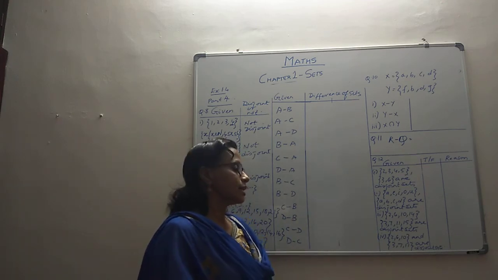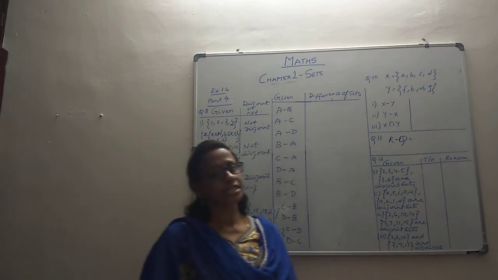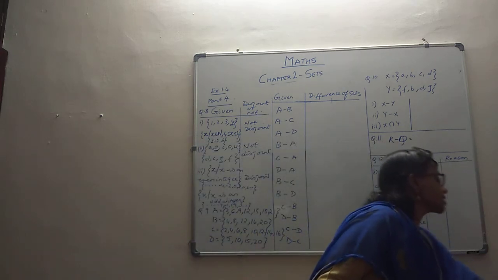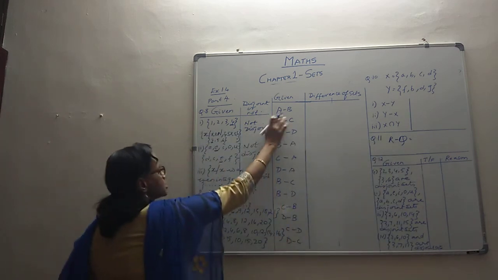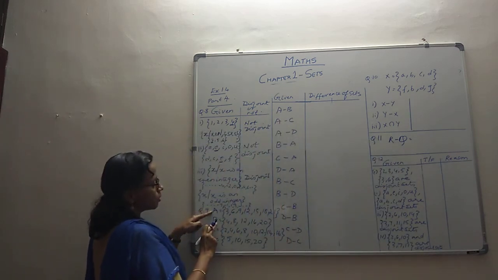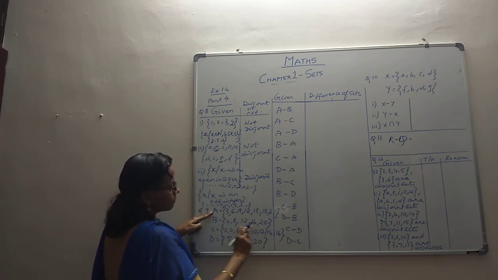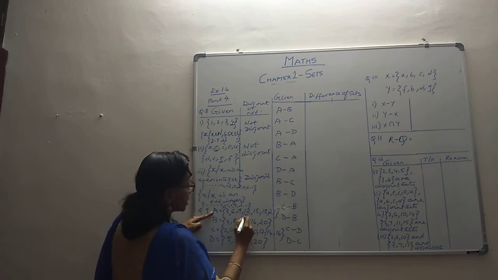As I said, from the first set we will remove all the elements which are there in the intersection. So let us see how to go about it. A minus B. From A, we remove all the elements which are there in the intersection between A and B. The common element that we are able to see is probably 12.